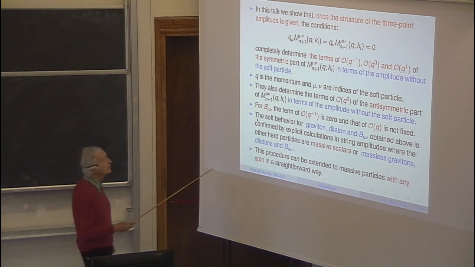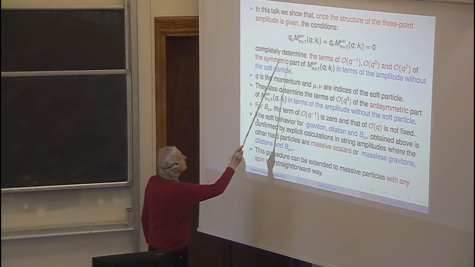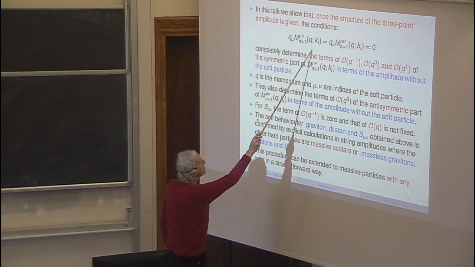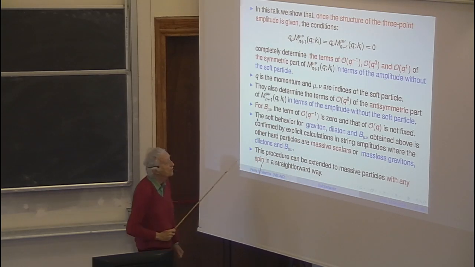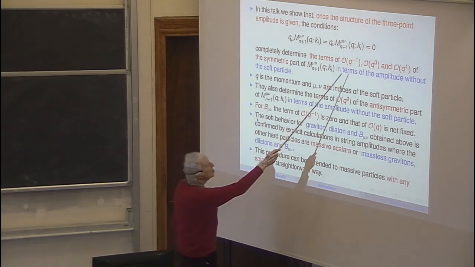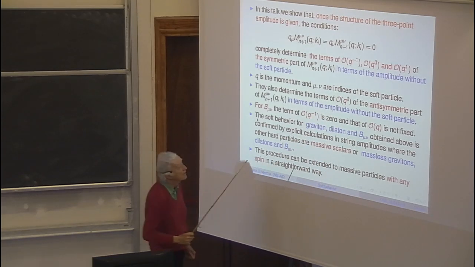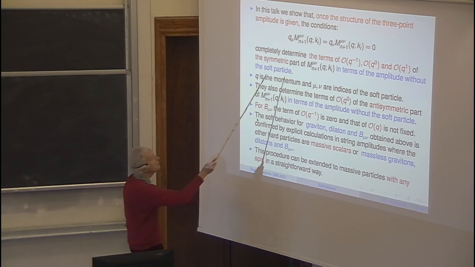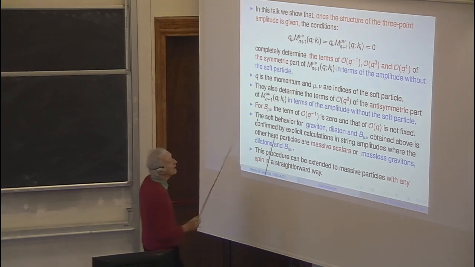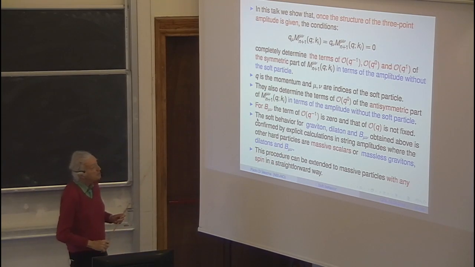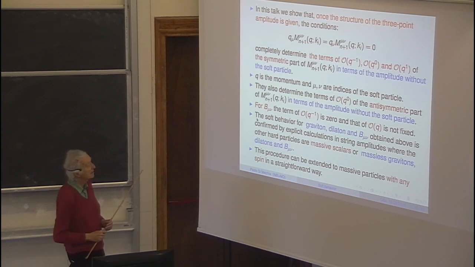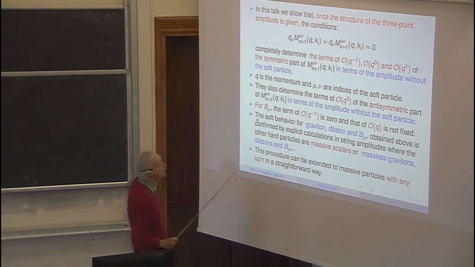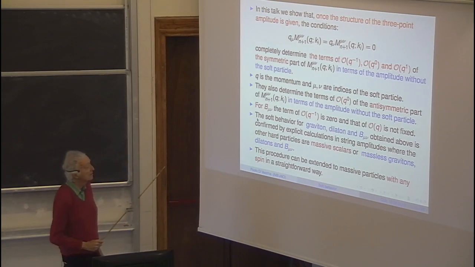And then, given this equation and the structure of the 3-point function, one can completely determine the order q to the minus 1, q to the 0, and q to the 1 of the symmetric part of mu nu in terms of the amplitude without the soft particle. Q is the momentum of the soft particle, and mu and nu are indices of the soft particle.